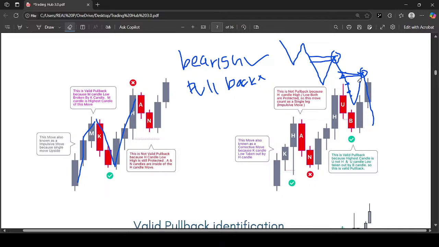Then finally, let's look at this other side. Then we'll go and spot it out on the chart, and we'll call it a day.